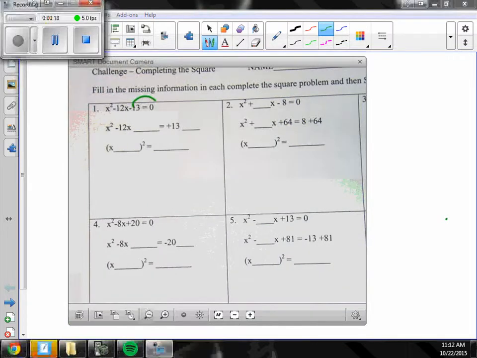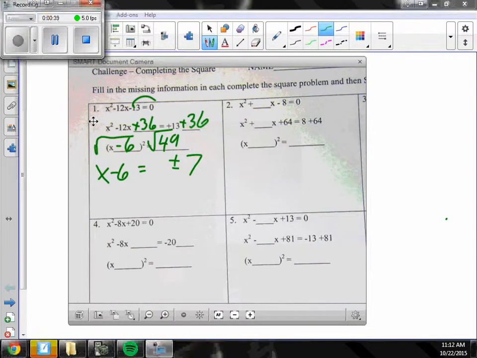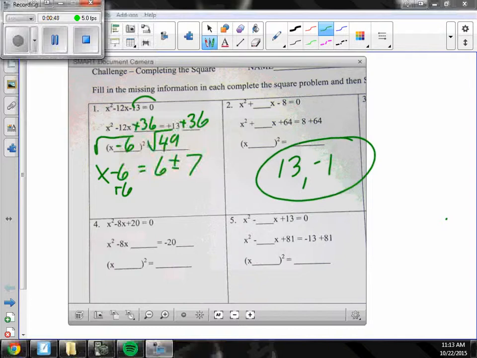We move the 13 over, and I've created this space, a pattern for you to follow. So I need to put a -6 here. I need to square it and add 36 there and there. Add those two together and I get 49. Then you take the square root. X minus 6 equals plus or minus 7. And we add the 6 to the other side. 6 plus or minus 7 is 13 and -1. Those are the roots.